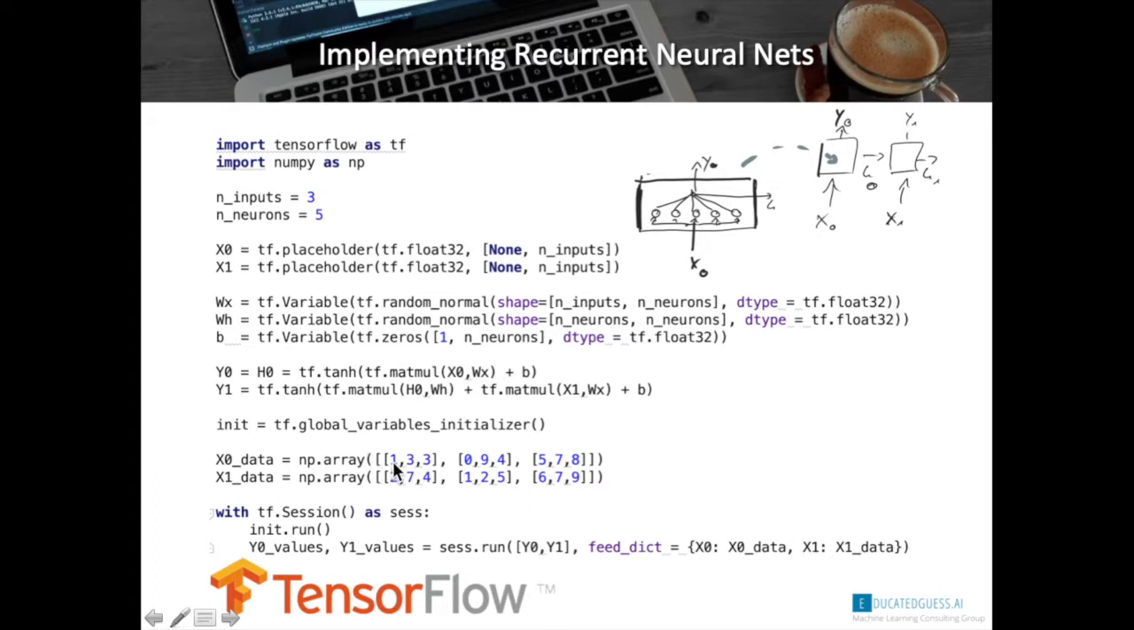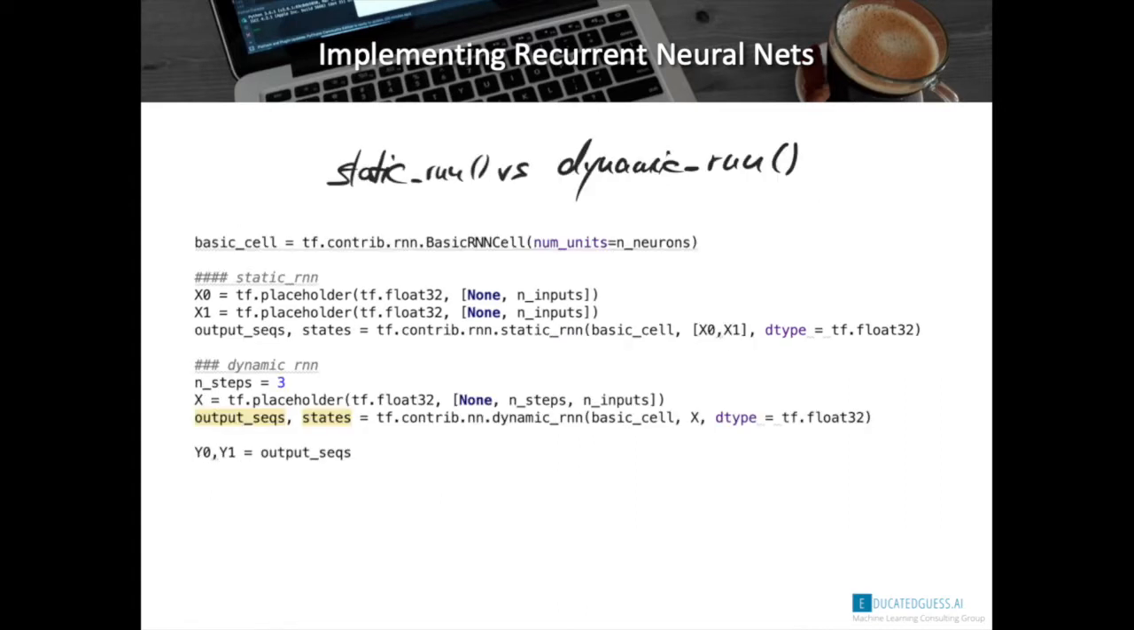So here we can make use of a set of different solutions that TensorFlow offers, and so let's have a look at a few of those options. So one way to solve this problem of having an arbitrary number of steps for our recurrent net is to use the static RNN function.